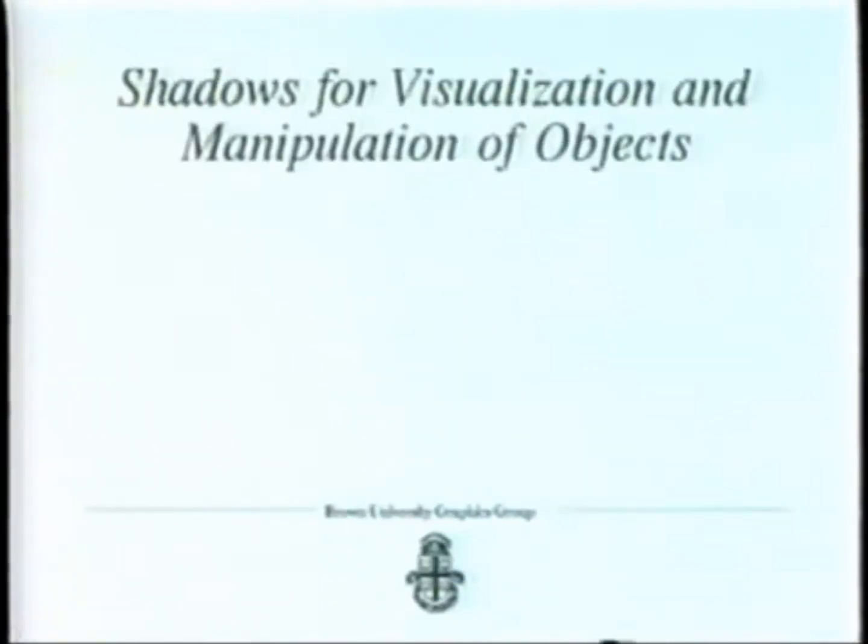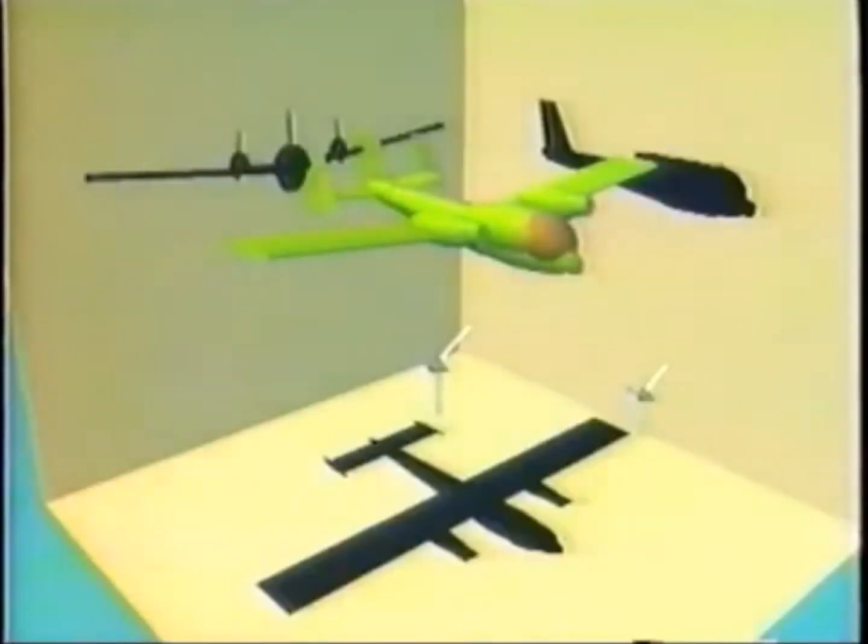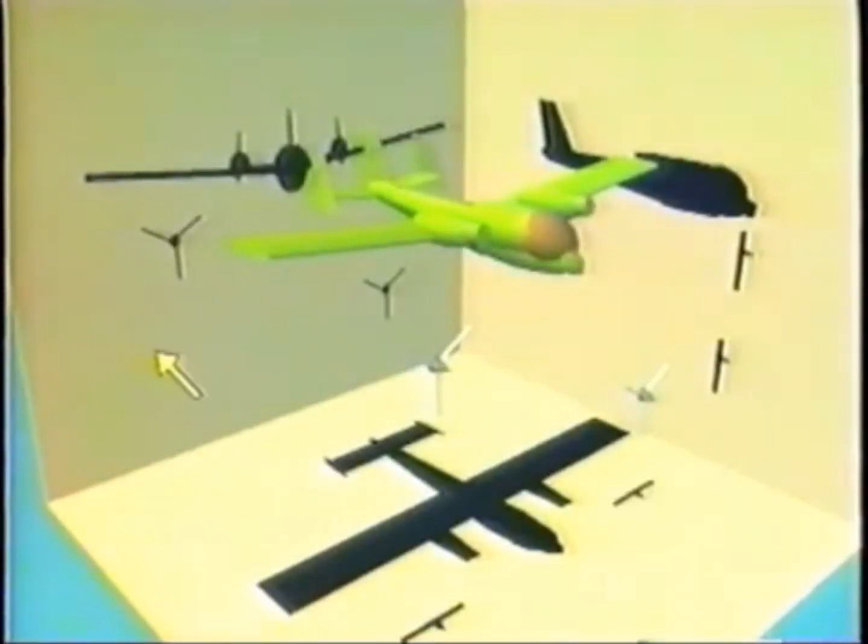This tape demonstrates some of the techniques developed for using shadows and mirrors to visualize and manipulate 3D objects. The opaque silhouette shadow helps the user determine where an object is actually located relative to other objects in 3-space.